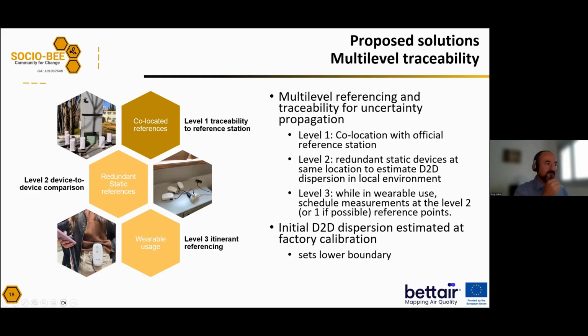Okay, so level 1 would mean collocation with an official reference station. So we have both measurements, the measurements of the SOCIO-BEE devices and the measurements of the reference station, in the same place. Level 2 would be redundant static devices placed in the same place, exposed to the same air, to estimate the device-to-device dispersion in that situation. And level 3 is while in wearable use, scheduled measurements.